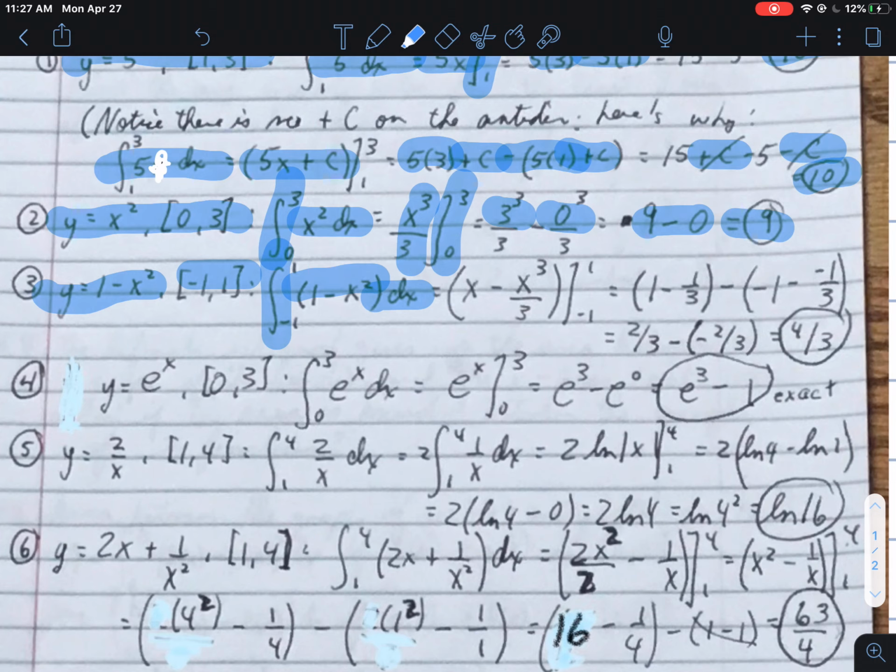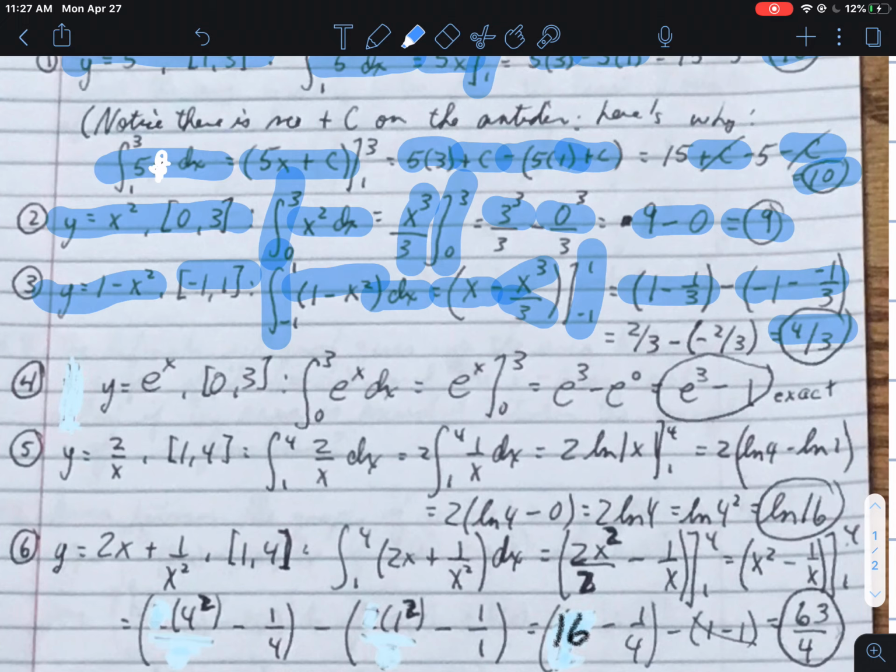Find our antiderivative. The antiderivative of 1 is x. Our antiderivative of x squared, again, is x cubed over 3. And then we're evaluating from negative 1 to 1. So plug in 1, always plug in the upper limit first, minus, plug in the lower limit, and then from there it's just calculations. I mean, that's really all that is. And then we end up with 4/3.